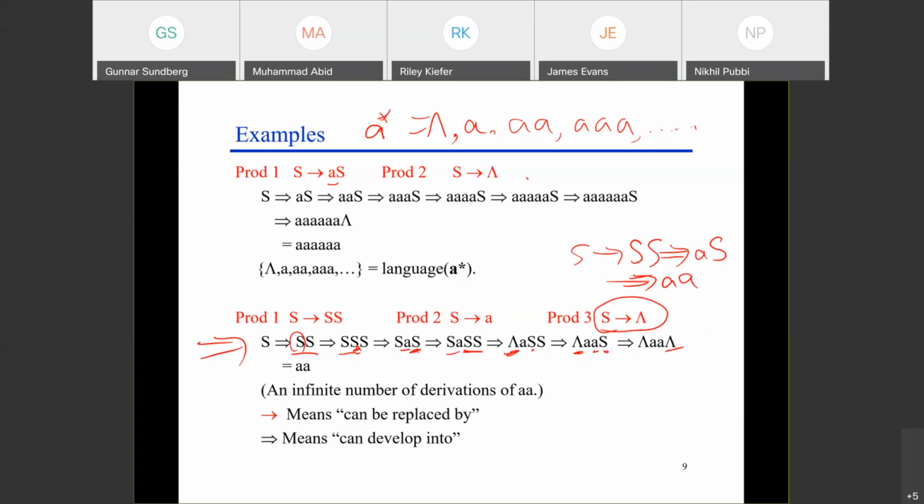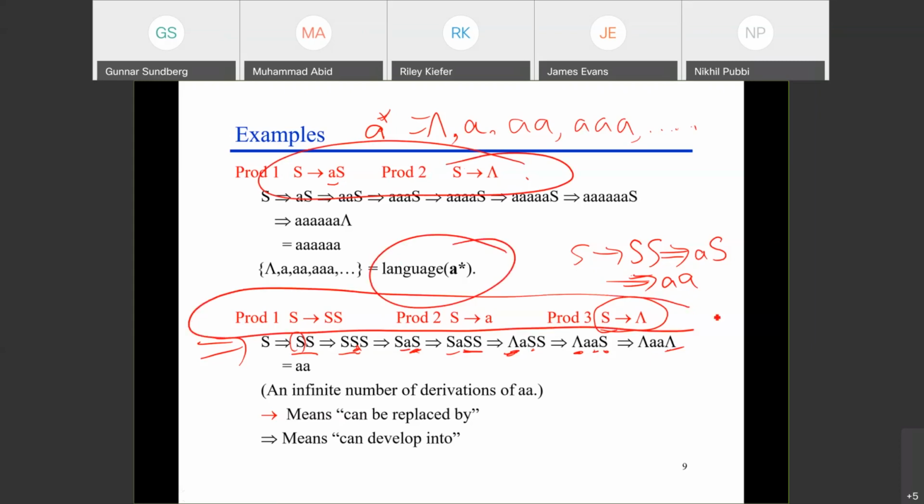Okay. So this arrow means can be replaced by, and this double arrow means can develop into. So we have this grammar. It looks like it is creating A star, and it is composed of three production rules. So you can have more than one grammar to define the same language. We have this grammar with two production rules to define the language A star, and these three production rules to define the same language. You can have more than one grammar for the same language, because you can have more than one regular expression for the same language.